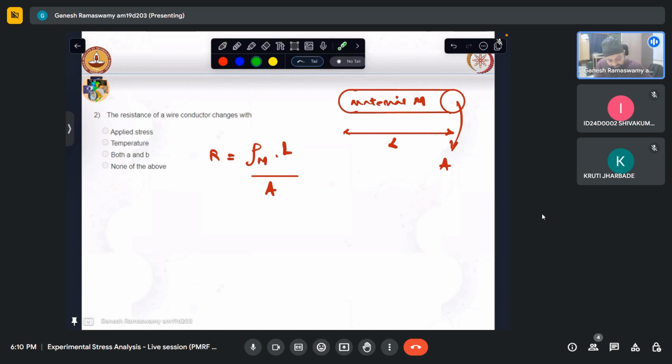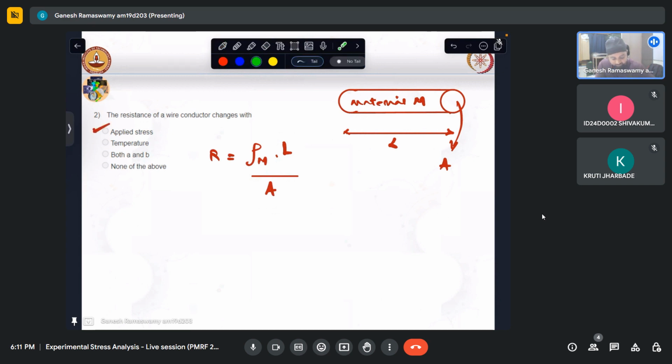So essentially what happens when we apply stress to any material, there is change in the length, and due to Poisson's effect there is change in the cross-sectional area also. Since it is a wire, it doesn't have any transverse stiffness, so we will not talk about bending or twisting it. We will essentially treat it as a truss member. There will be only uniaxial stress that is applied. So the length would change, the area would change. So definitely applied stress causes a change in the resistance.